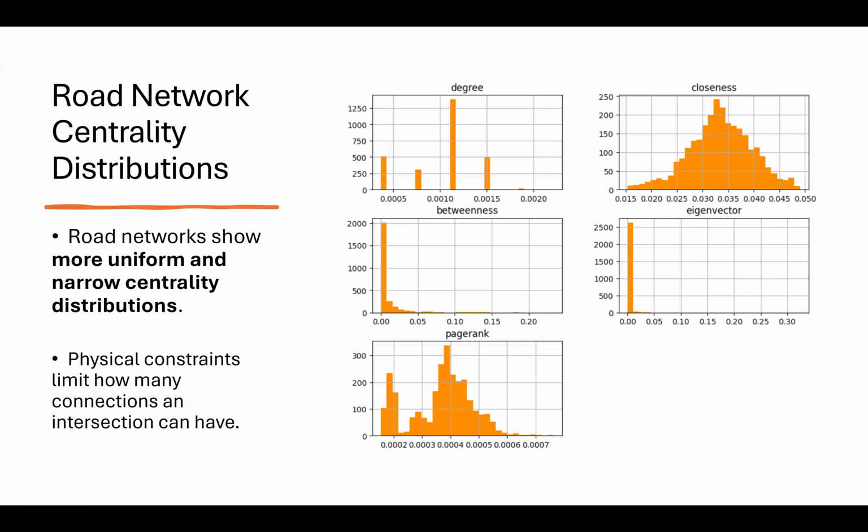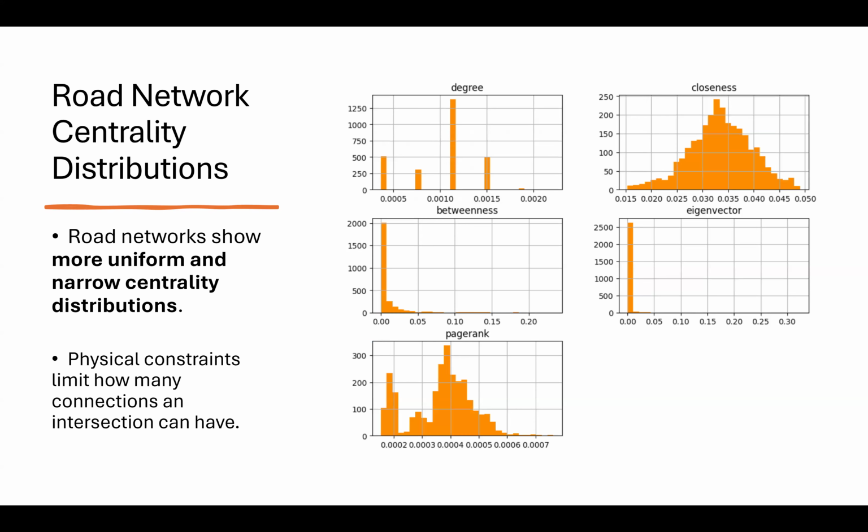And this slide shows the centrality distribution for the road network. Unlike the email network, the distributions here are much narrower and more concentrated. So most intersections have similar centrality values, and there are very few extreme outliers.